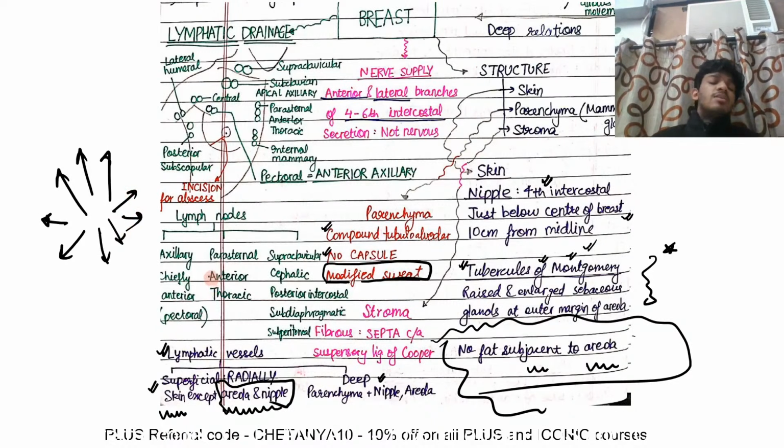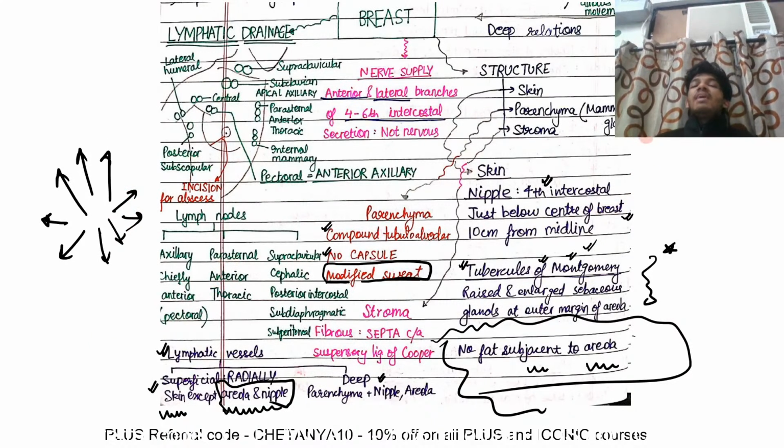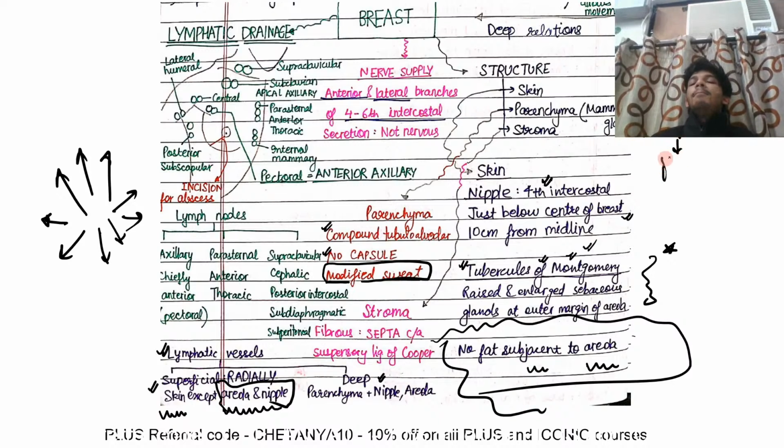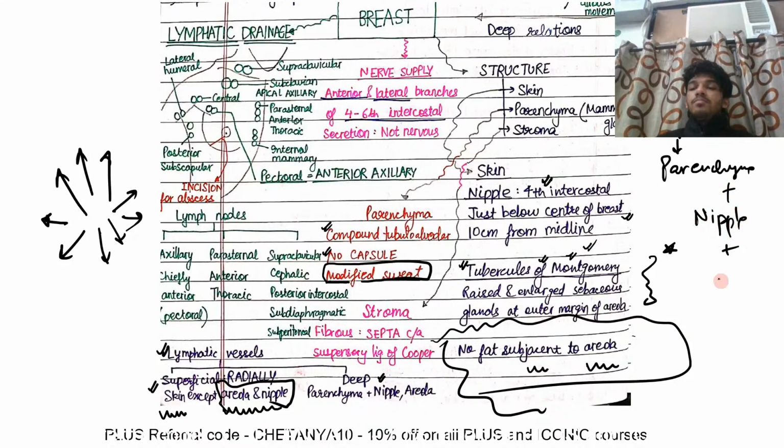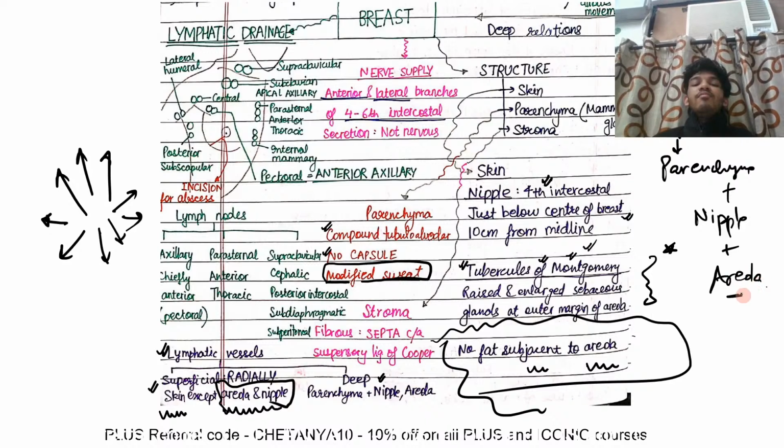Okay. Now, what about the deep lymphatics? Deep lymphatics are the lymphatics of the parenchyma. Plus, they will also include the region of the nipple and the areola. That's about the deep lymphatics.